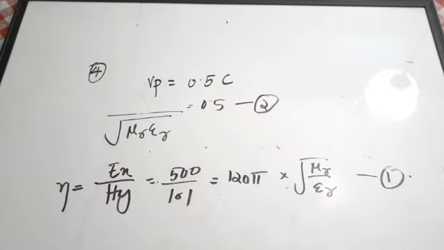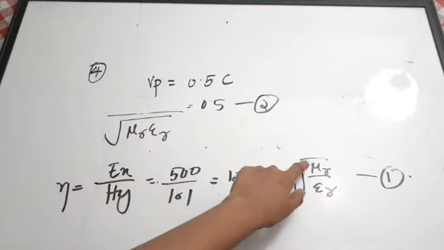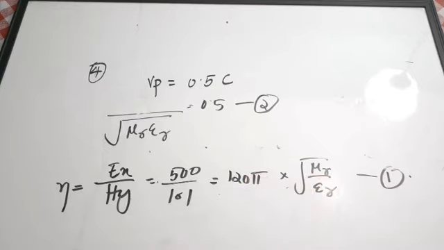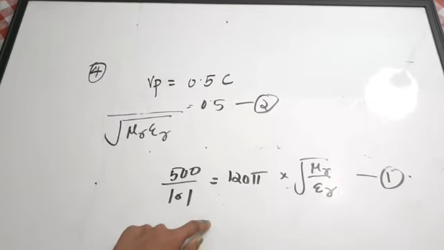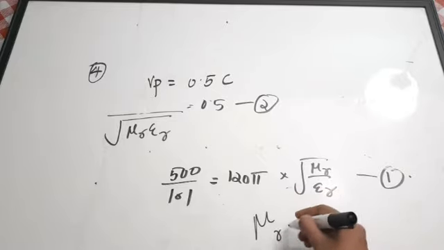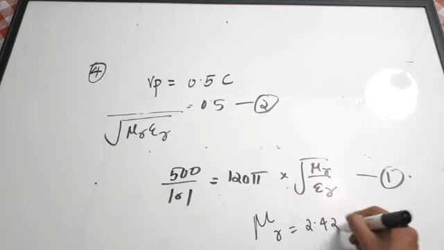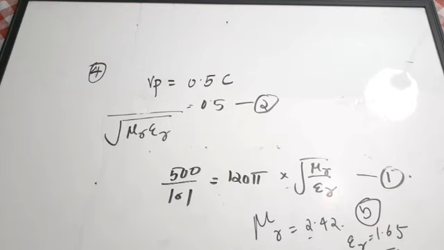Okay, now we have two relations, and the unknown terms are mu r and epsilon r here, and also here mu r by epsilon r. Now if you solve these two equations, so this is your first equation and this is your second equation. Just try to solve these two equations. The values obtained for mu r and epsilon r are: mu r equal to 2.42 and epsilon r equal to 1.65, and the correct answer is option B.